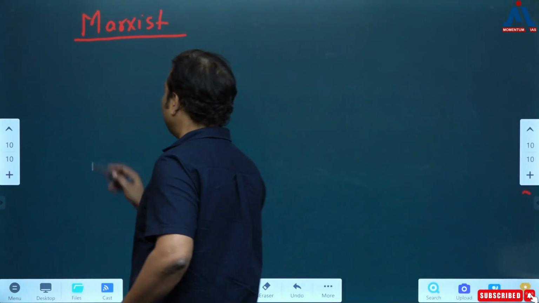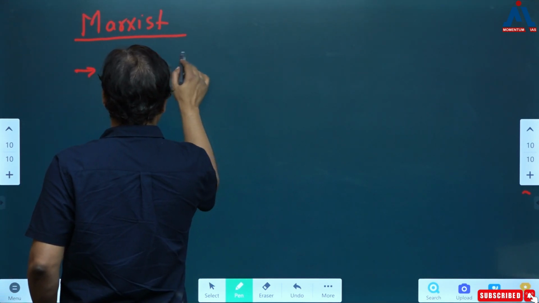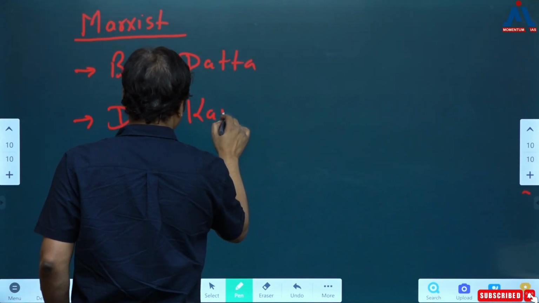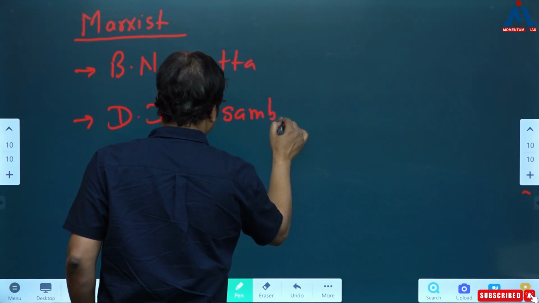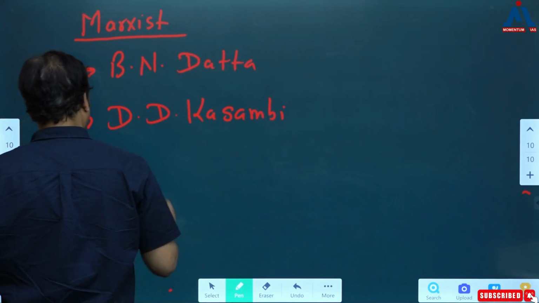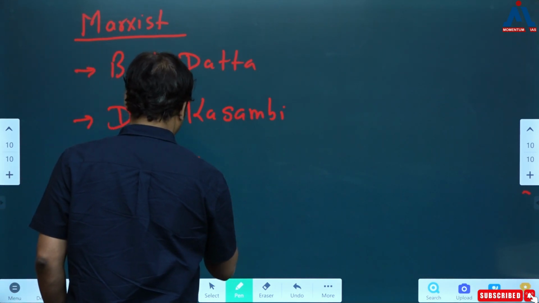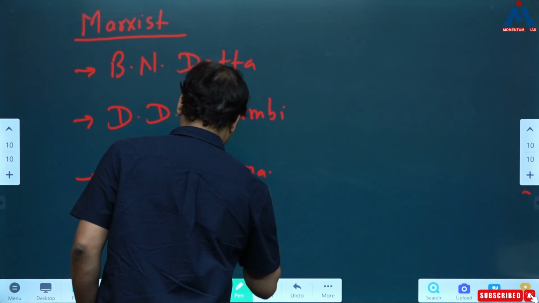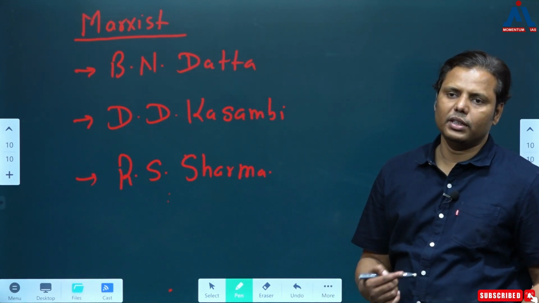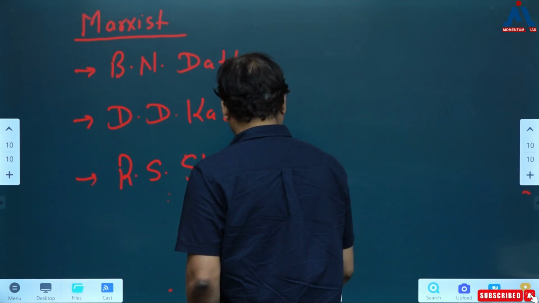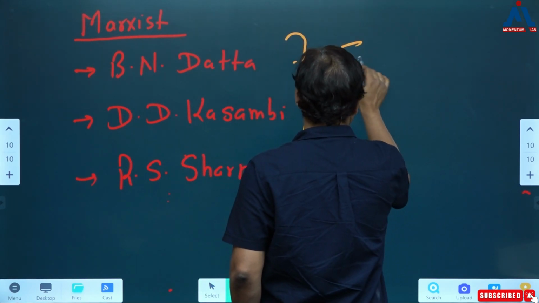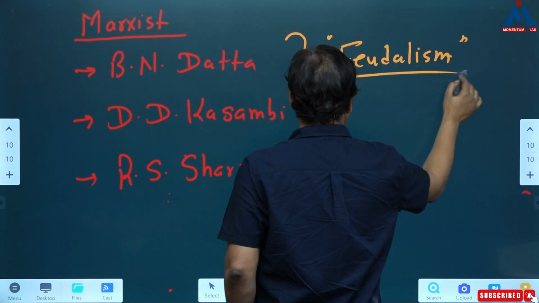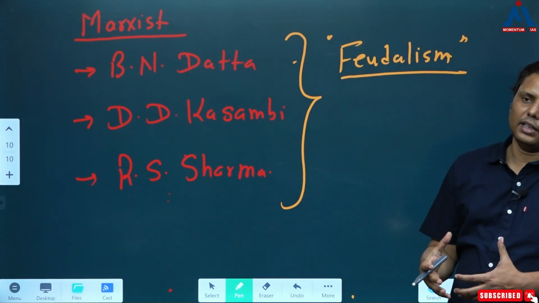There are a couple of very important scholars, okay? Among them we can say B.N. Datta is one of the early Marxist scholars. Then the most prominent one is D.D. Kosambi, and further, from 1965 onwards, the champion of Marxist historiography, R.S. Sharma. Now these three have viewed the same period in a very different way, right? So you all know what remains at the center of their argument, that is nothing but feudalism, right? At the center of their argument is feudalism, and that's why they started viewing it in a very different way.